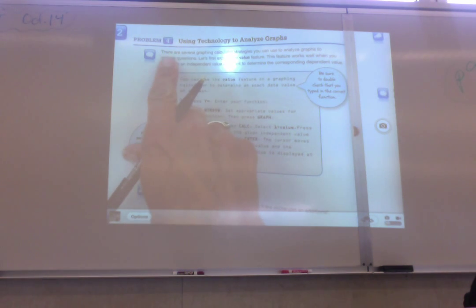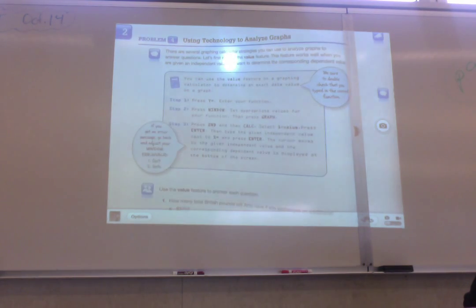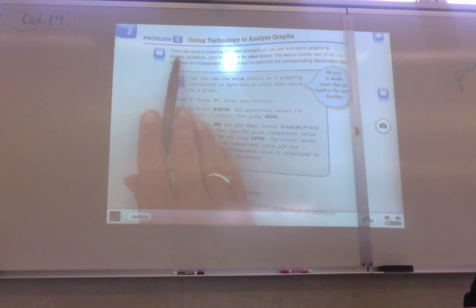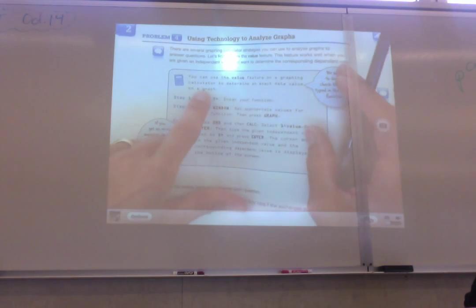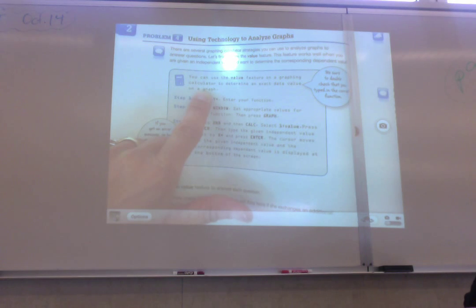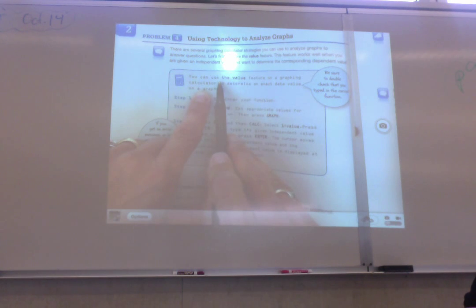Okay. Jerry, could you read right here where it says there are several graphing calculator strategies? There are several graphing calculator strategies you can use to analyze graphs to answer questions. Let's first explore the value feature. This feature works well when you are given an independent value and want to determine the corresponding dependent value. Okay, so table was one way to use this function and find it easily. This value is another way.